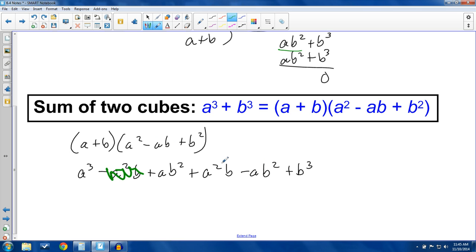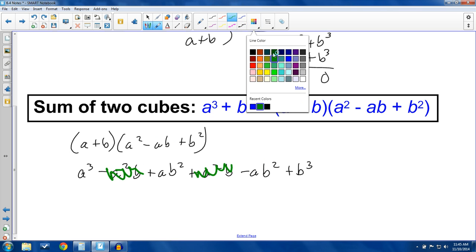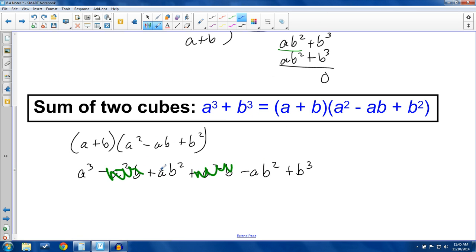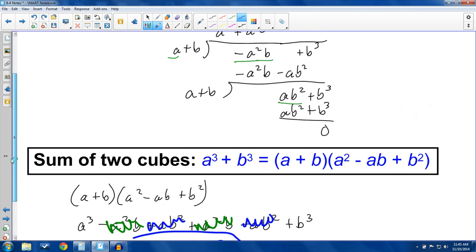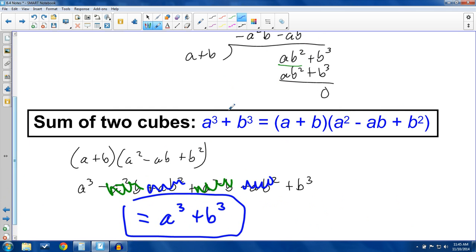Negative a squared b, positive a squared b cancel out. Positive ab squared, negative ab squared cancel out. You're left with a cubed plus b cubed. So double check, we did division and we did multiplication and we got the same thing. So the whole idea is we can factor this kind of guy into this if we need to. And this will be important because then we can get a quadratic, which we can use quadratic formula for.